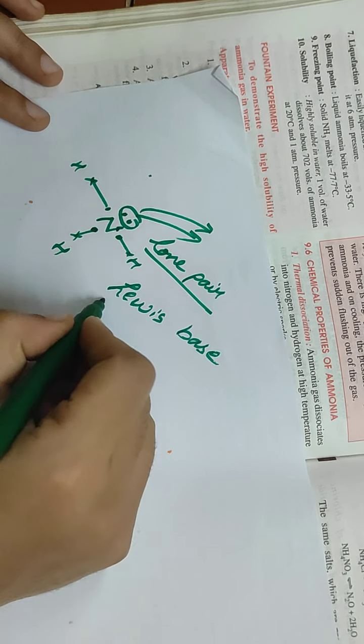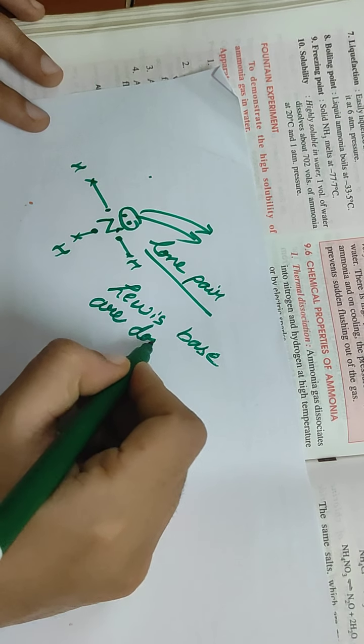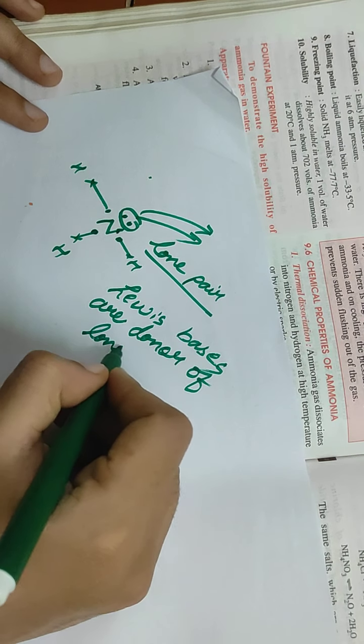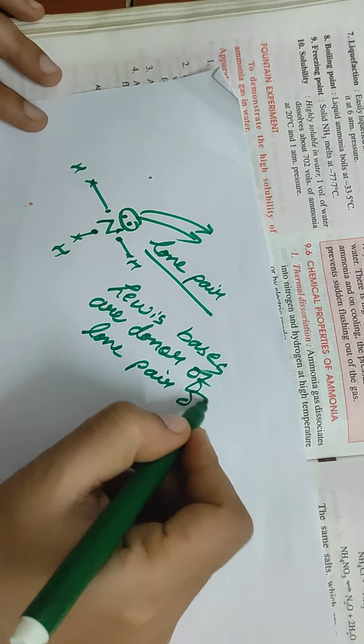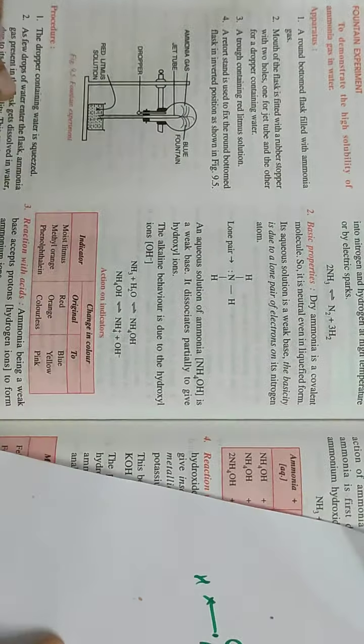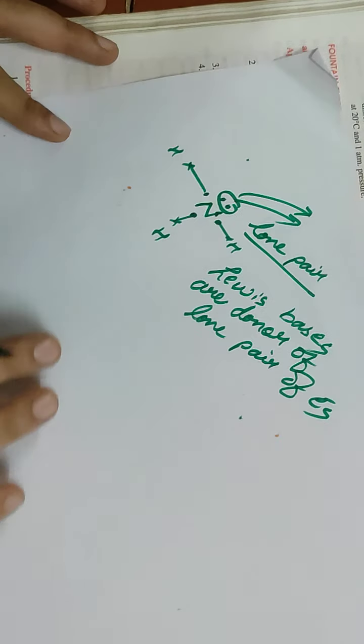base. Lewis bases are donors of lone pair of electrons. Clear? So this will donate the electrons. So this is the basic property. Ammonia is a Lewis base because of this lone pair of electrons.